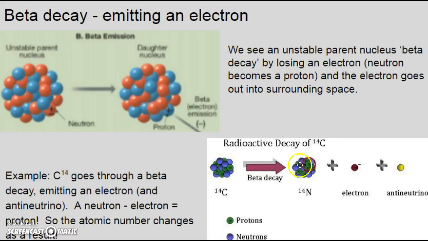So we can look at an example here. This is what happens when we have carbon-14. So here's an example. Carbon-14, right, the radioactive isotope, goes through a beta decay, emitting an electron and an antineutrino. Now, we're not going to focus on this particular particle. We're not going to worry about the antineutrinos. Fascinating story, but it's not what the scope and scale of this is about. A neutron minus an electron equals a proton. So the atomic number changes as a result.